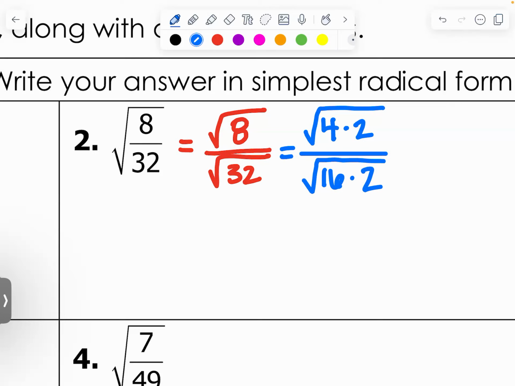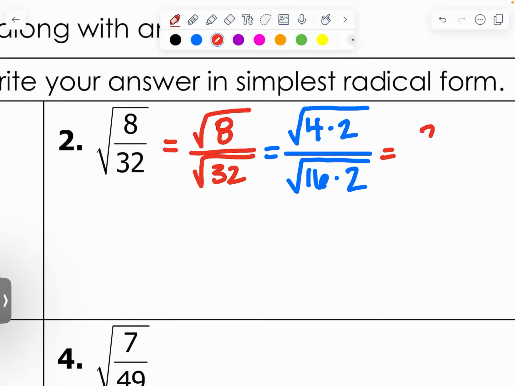So our numerator becomes 2 square root 2. Our denominator becomes 4 square root 2. Ellery says our answer is 1/2. Who can explain how Ellery got 1/2? Brooks? The square roots are the same, so you simplify. The square root of 2 divided by the square root of 2 is 1. The square root of 16 is 4.